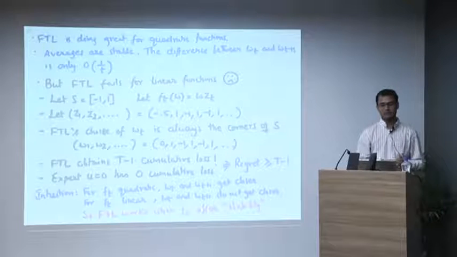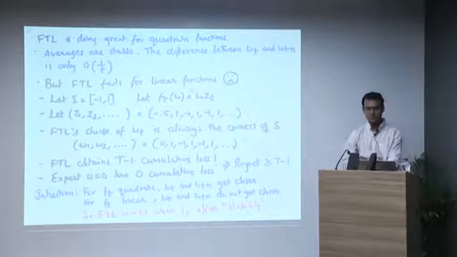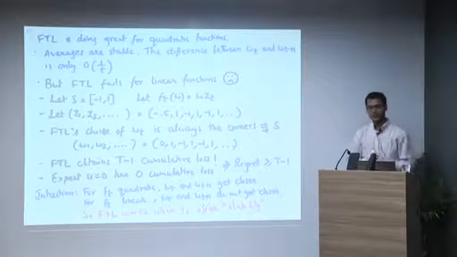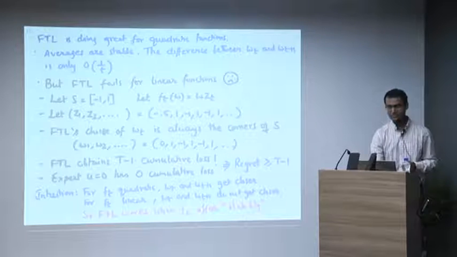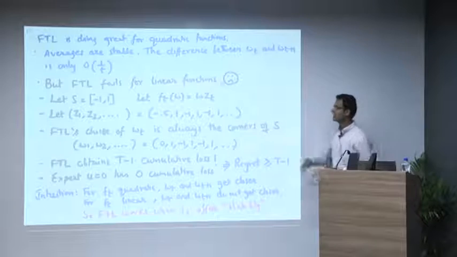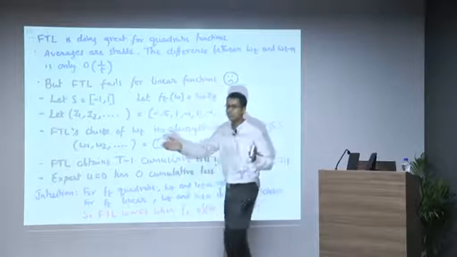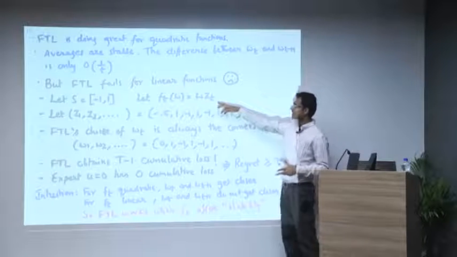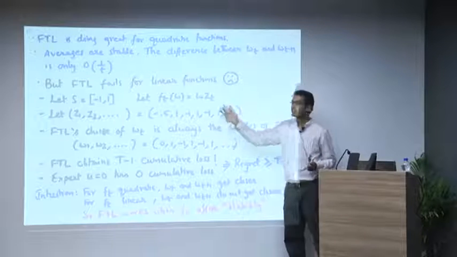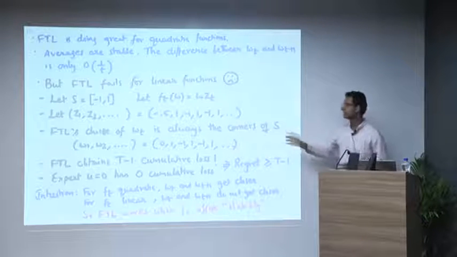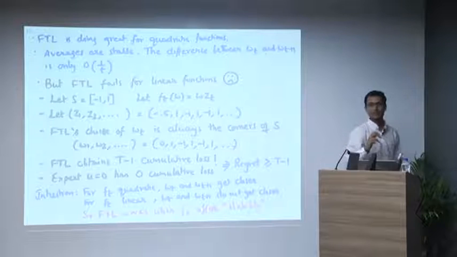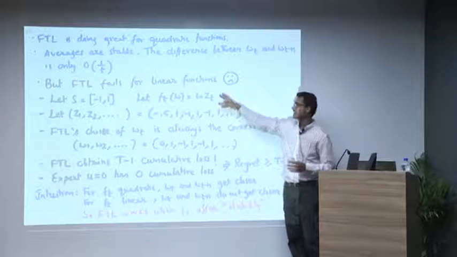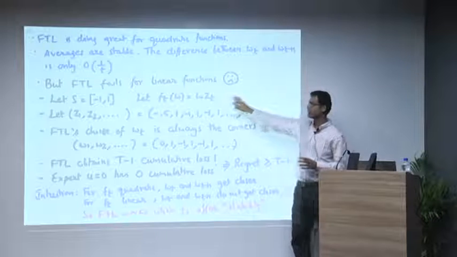But FTL is going to fail for some other functions. If nature generates some other functions, FTL is going to fail. We can see that from this next example. Let's say our set is just the interval from -1 to 1. It's a convex, closed set, right? Let's say our ft of w, a function of w, is just w times zt. zt is just some scalar which nature is picking, and maybe it's random, maybe not. We are not really assuming anything about how nature is generating zt.